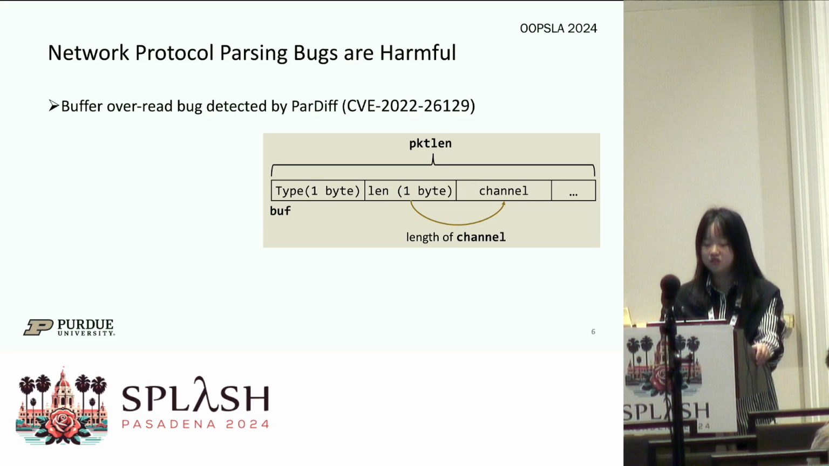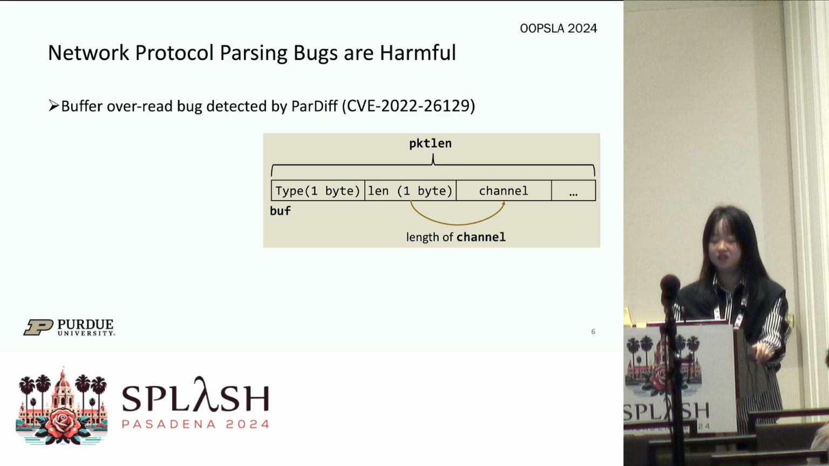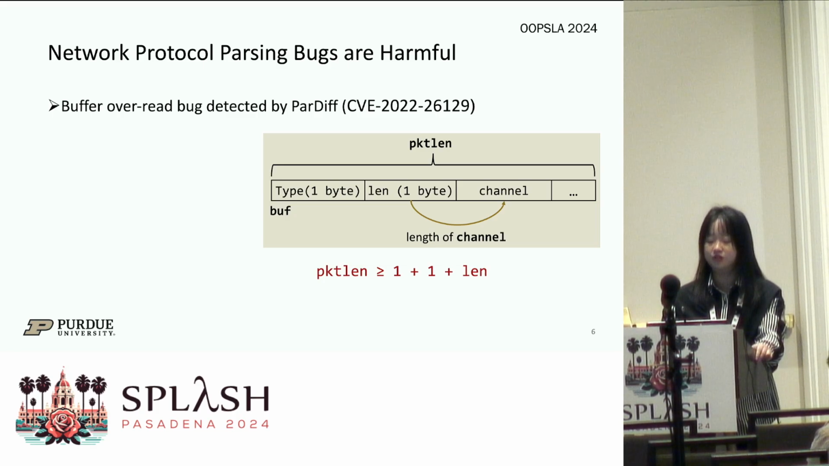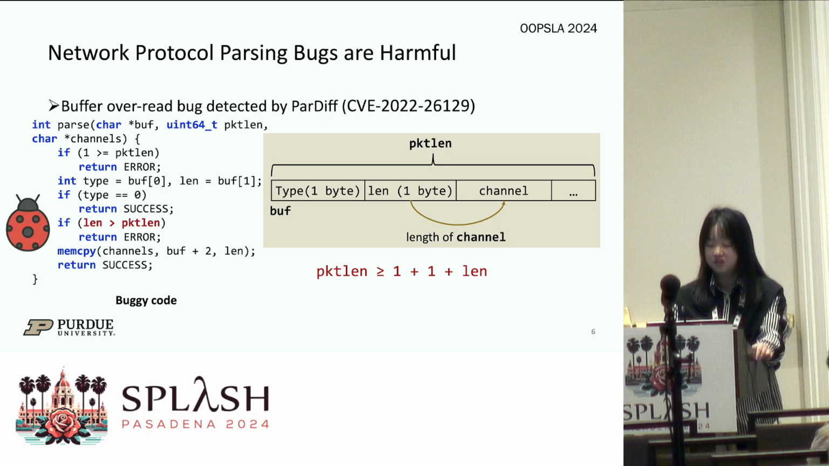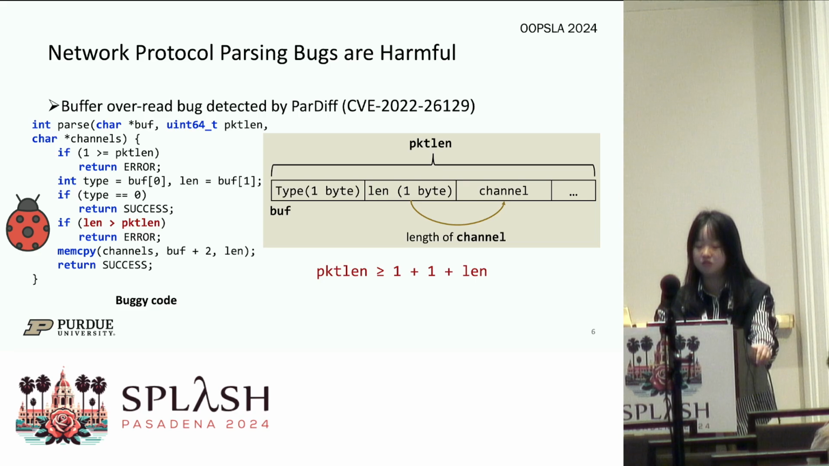And the packet length should include at least the size of the type field, the length field, and also the channel field. So we need to guarantee that the value of the packet length is greater than or equal to 1 plus 1 plus length. So it is packet length greater than or equal to length plus 2. However, in the buggy code, in the red code line, it checks if length is greater than packet length and returns an error. So this means that the parser only guarantees that the packet length is greater than or equal to length instead of length plus 2. So this is actually incorrect.